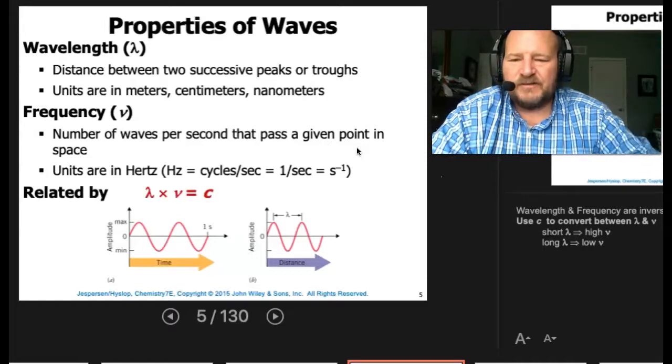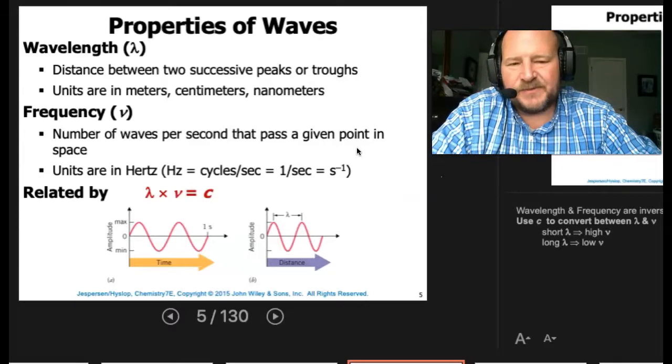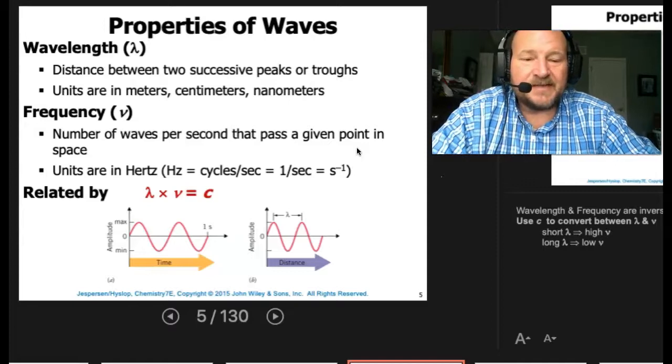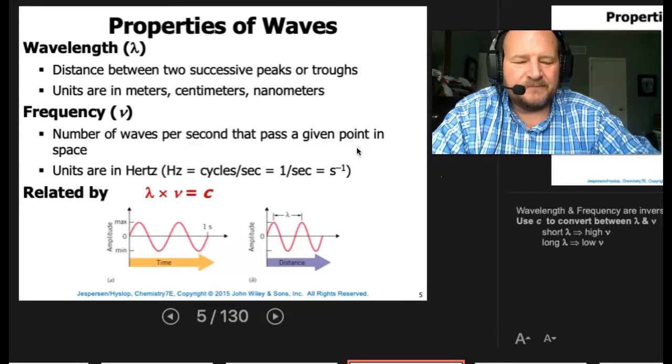Our equation would be c is equal to lambda nu, or lambda times nu is equal to c. So our wavelength times our frequency will be a constant, which means they are inversely related, right? As one goes up, the other must go down.